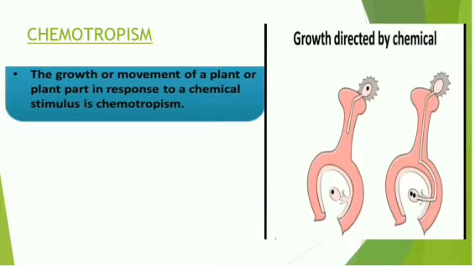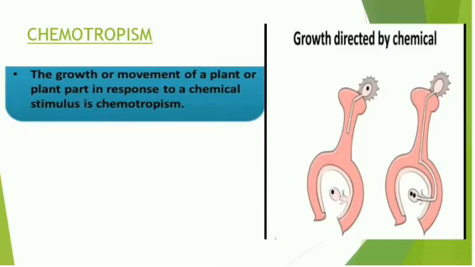So this is chemotropism. The growth or movement of a plant or plant part in response to a chemical stimulus is called chemotropism. So when fertilization occurs in a plant, what happens? When the pollen grain comes onto the tip of the stigma, then what happens? The pollen tube gets developed because of some chemicals released by the ovary, some chemicals released by the ovules, you can say.